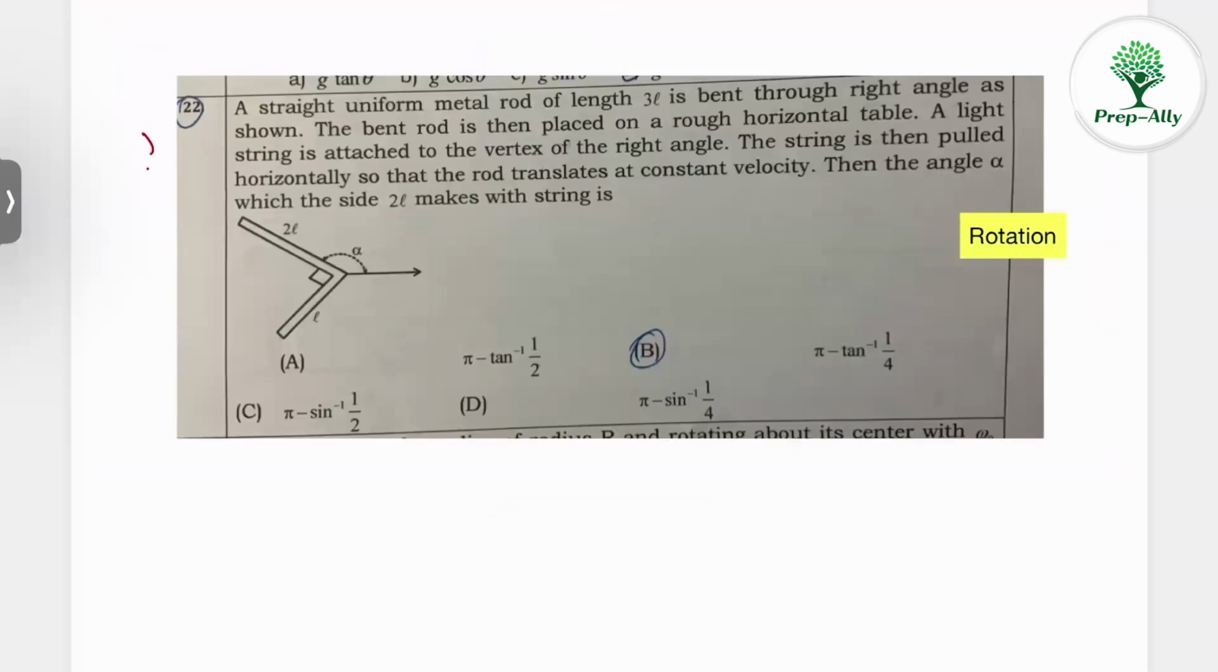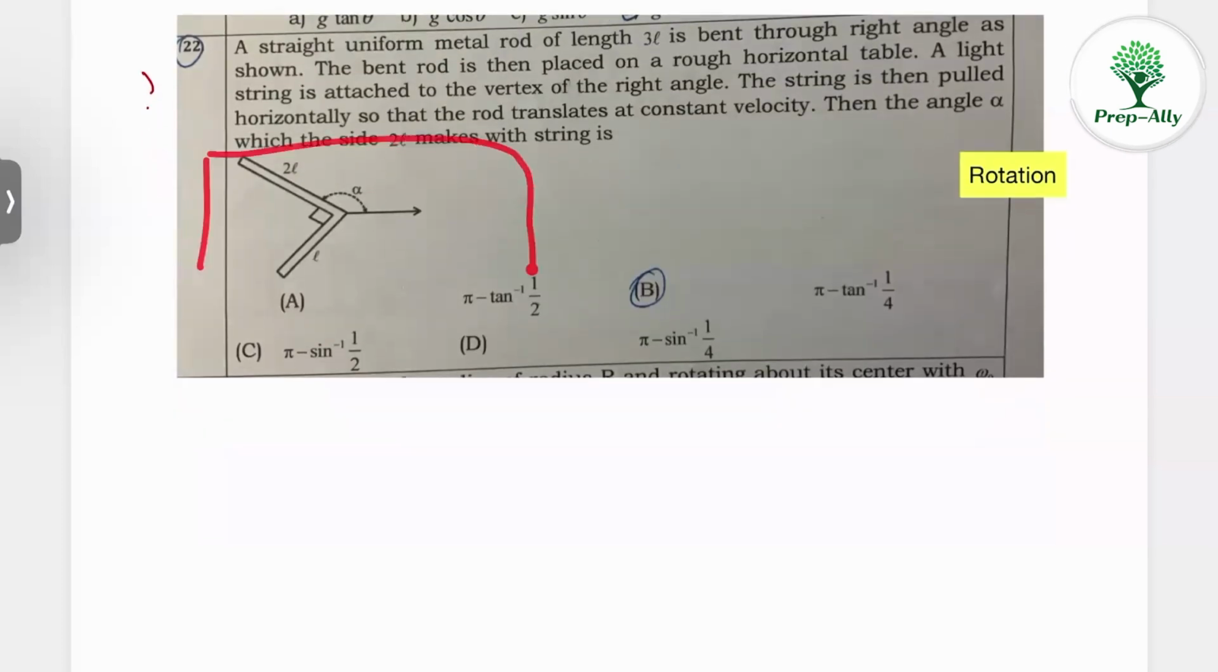What is the doubt here? Can you explain this question, sir? So this is a table surface in which we are dragging the rod. The table surface is rough. So what is the angle at which it will be dragged?